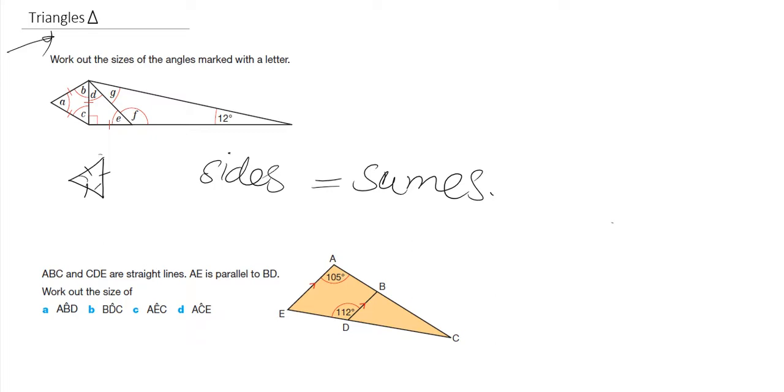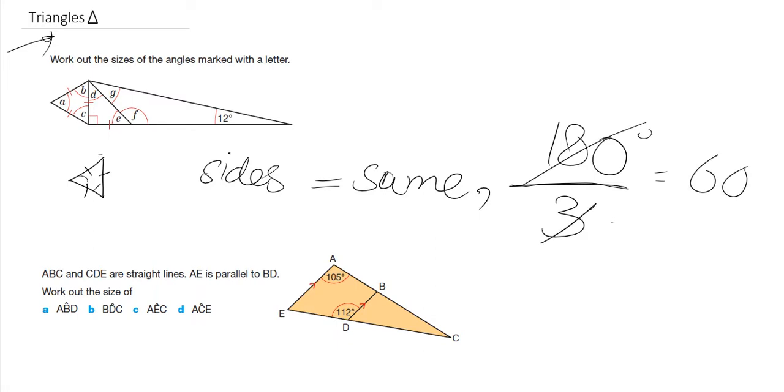Okay, and you know that a triangle's angles total 180 degrees. The sum of all angles is equal to 180 degrees. So we can easily divide it by 3 because we need 3 angles, and that would be equal to 60 degrees. So all of these angles A, B, and C will be equal to 60 degrees.